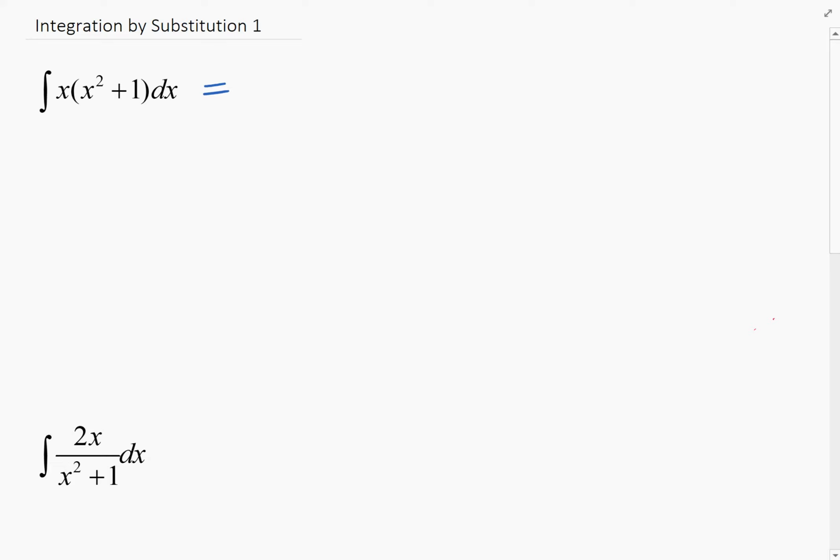Now if you notice, when you differentiate x squared plus 1, you get something that looks similar to x. You get 2x. Because when you differentiate the bracket, it gives you something like this, you know you're going to be able to use substitution for that. So what we do is we let the thing in the bracket equal u. If we let u equal x squared plus 1, that is the substitution we're going to make.